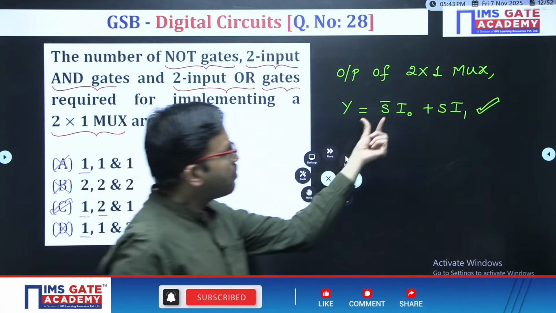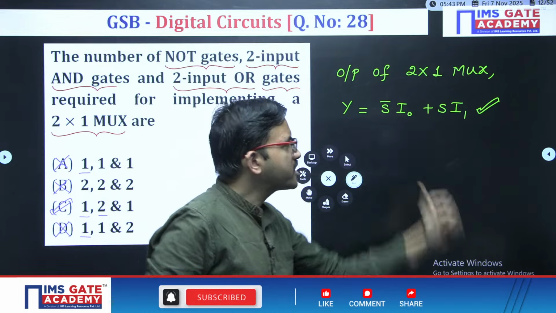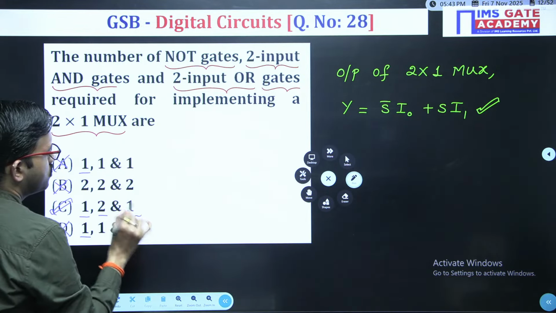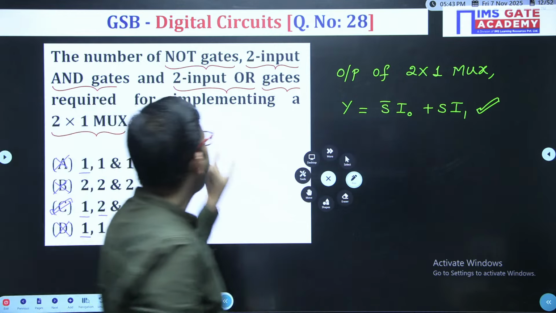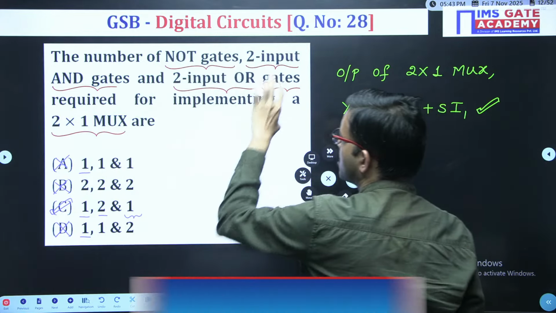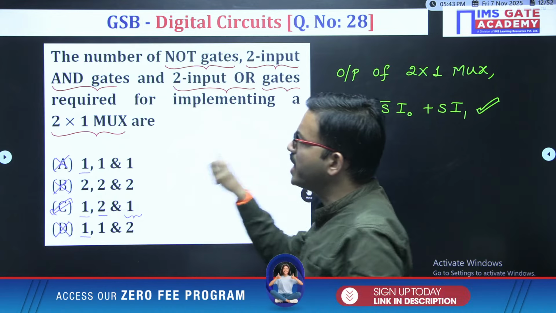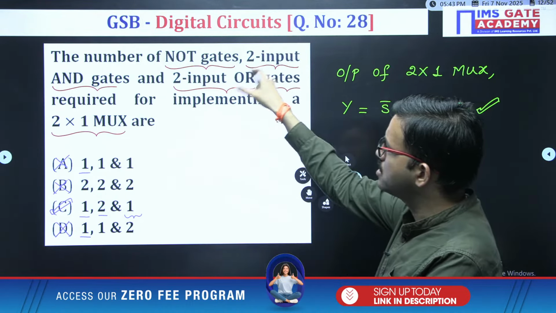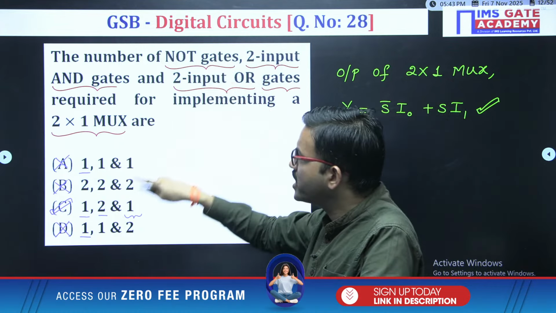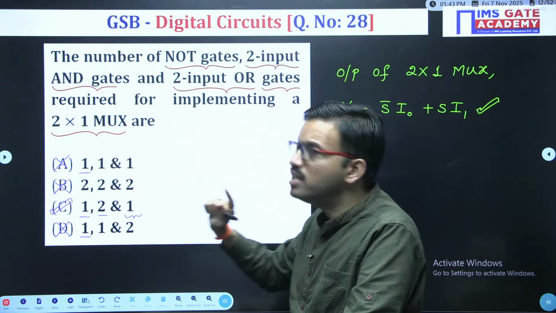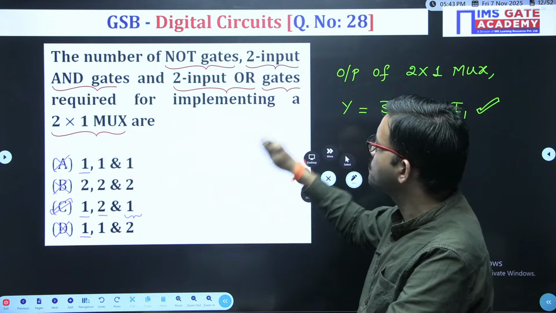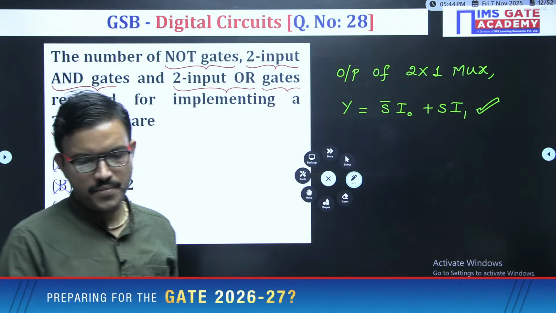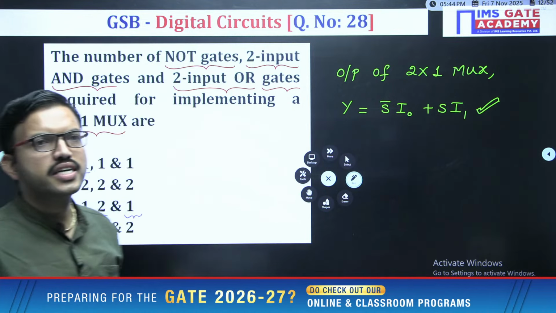See, among these 2 terms, a logical OR operation is there. For that, we require 1 OR gate. But the order of the logic gates mentioned here, accordingly you have to choose the respective option. Here first we are asking with respect to NOT gates. The number of NOT gates required is 1. Then AND gates required is 2. OR gate required is 1. So option C is the correct answer for this question.